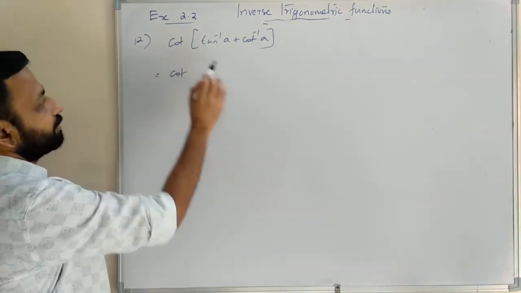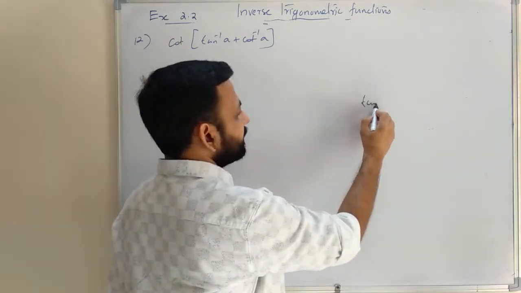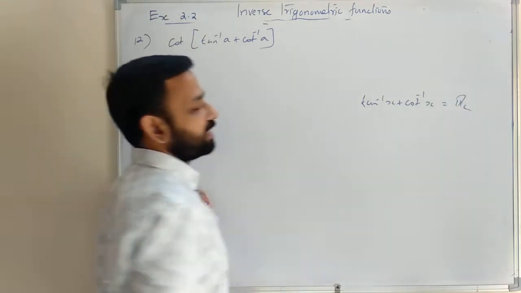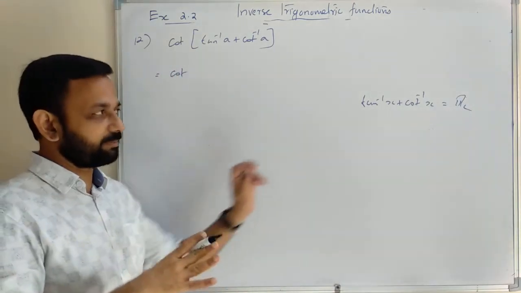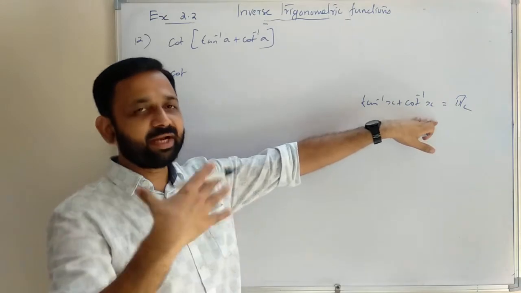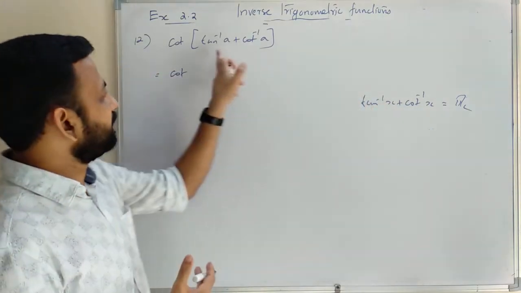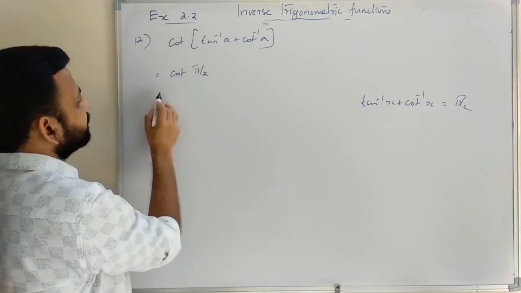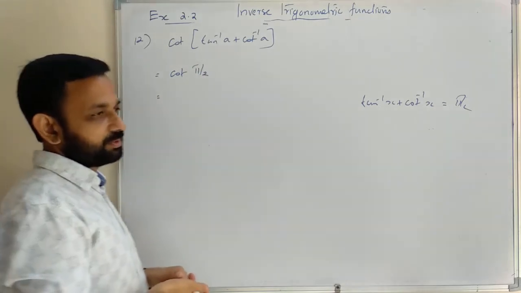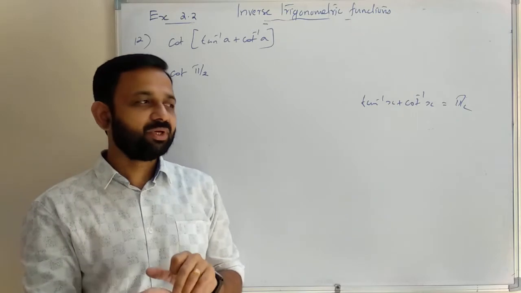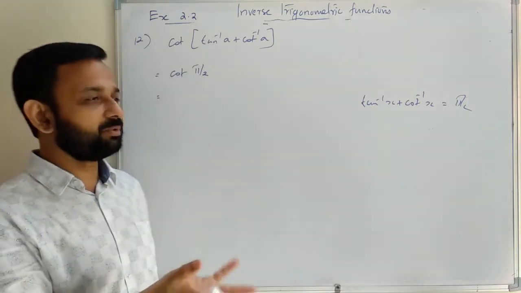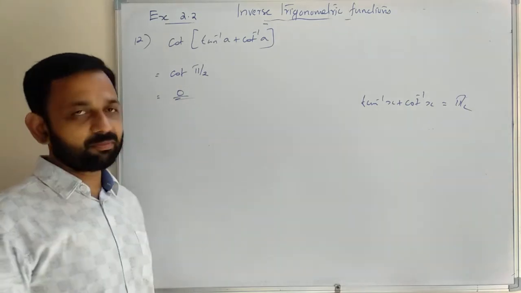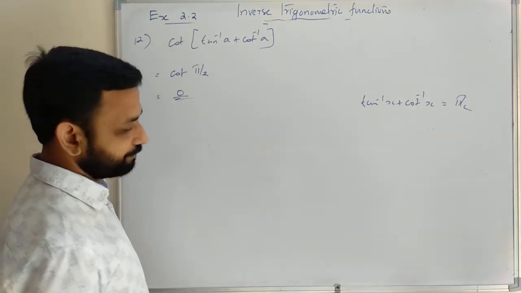Then we learned that tan inverse x plus cot inverse x is equal to pi by 2. That is a property we learned in the previous class. So we can replace tan inverse A plus cot inverse A by pi by 2. So cot pi by 2, which is cos pi by 2 upon sin pi by 2. Cos pi by 2 is 0. Therefore the answer will be 0. So cot pi by 2 is equal to 0.